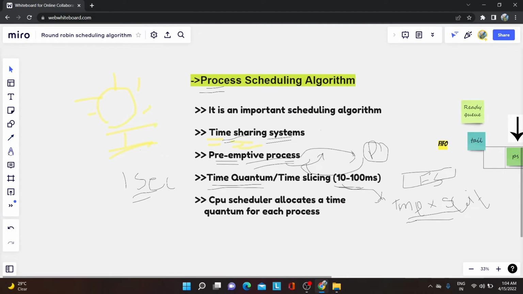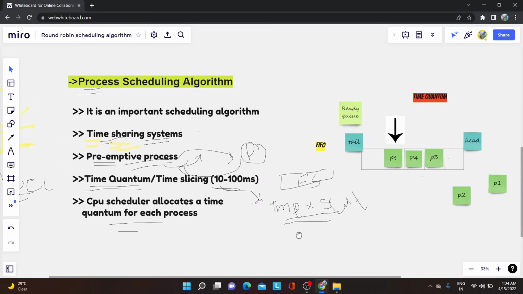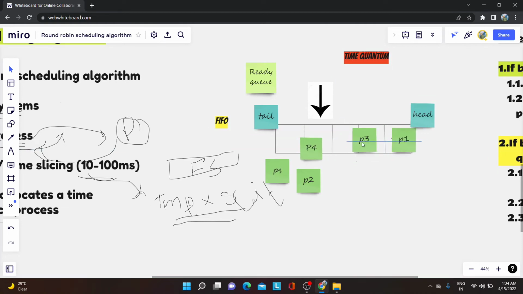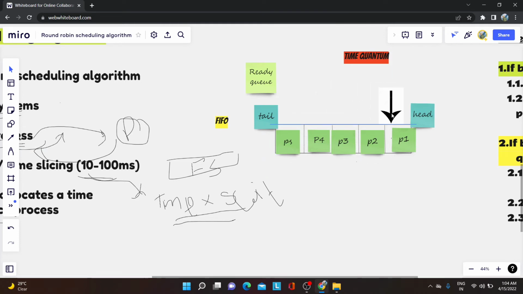Here the CPU scheduler allocates a time quantum for each process, as we have discussed above. Okay, how to visualize it? We will visualize it using a ready queue. Also, it is called a priority queue. The process which came first, let's say P1, is placed at the head end, and the process P5 came last. Process P2 came after P1, then P3, then P4, and P5 will be placed at the tail end of the queue. This arrow is nothing but the process scheduler or CPU scheduler for our convenience.